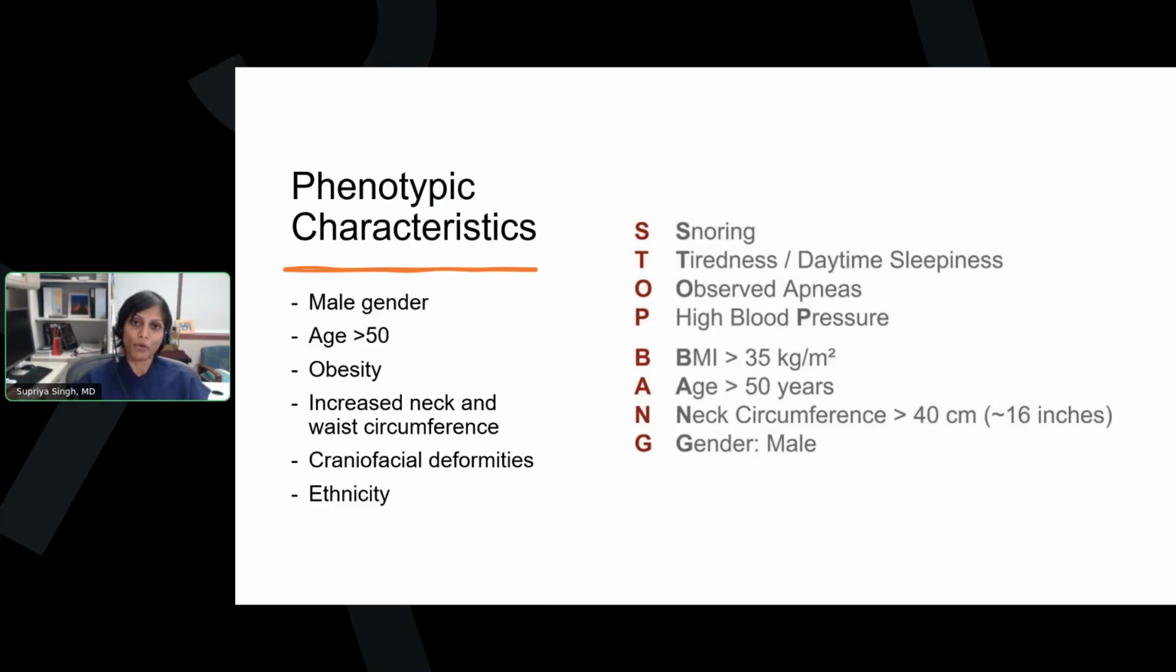Usually to the primary care, we always suggest to look at the screening criteria, which is the STOP-BANG, where each of these letters is allotted a score of 1. So anytime the score is 3 or more, it is recommended that these patients should have a sleep study. So once again, the symptoms are snoring, tiredness or daytime fatigue and sleepiness, observed apneas, high blood pressure, BMI more than 35, age more than 50, neck circumference in men more than 16, and then the male gender.